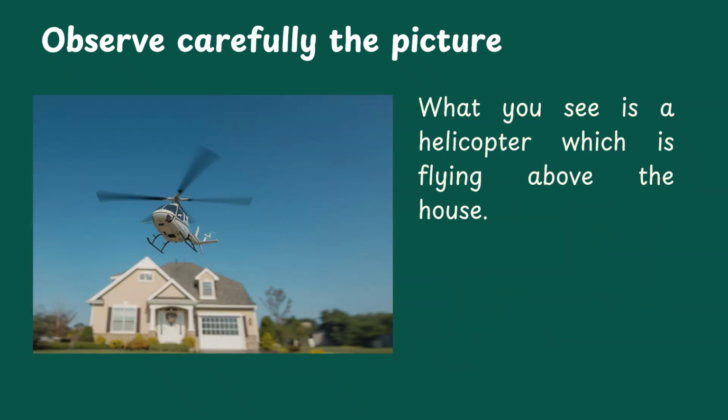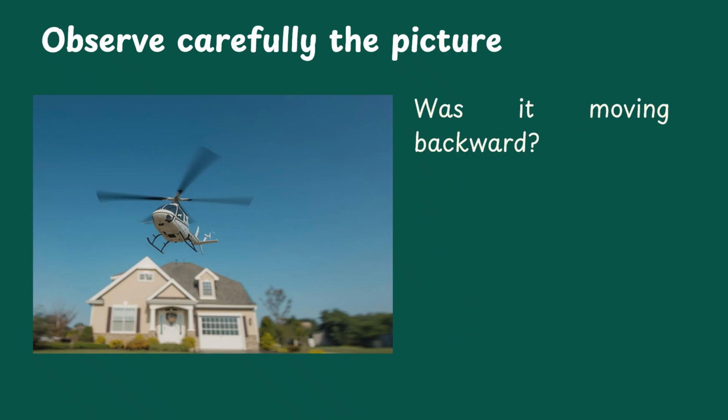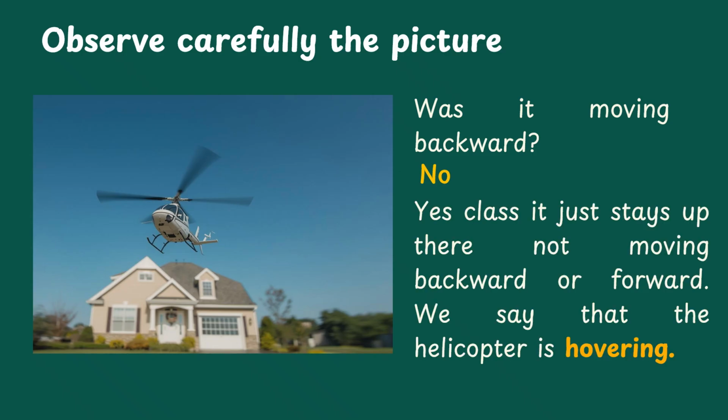What you see is a helicopter which is flying above the house. Was it moving forward? No. Was it moving backward? No. Yes, class, it just stays up there, not moving backward or forward. We say that the helicopter is hovering.